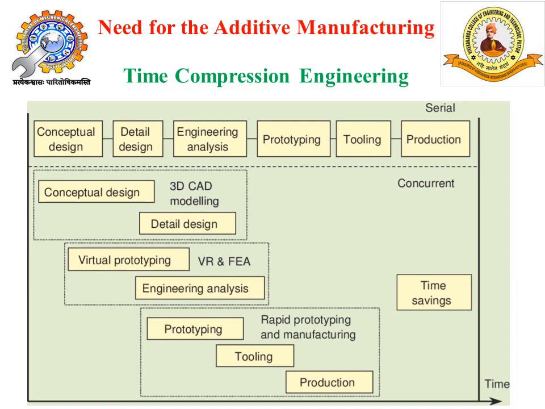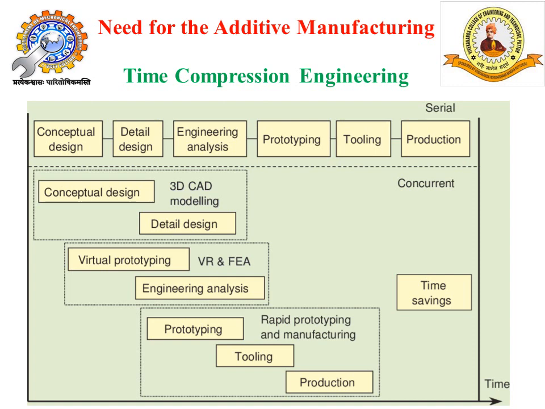Rather, thinking about concurrent engineering, I can make the body of concurrent engineering clubbed or divided into the conceptual design phase, virtual prototyping and engineering analysis, and rapid prototyping and manufacturing. So when I think about 3D CAD modeling, this encapsulates the conceptual design and the detailed design. So this is how the two sequences club together to make one as 3D CAD modeling, which are interconnected to each other. The next phase will be VR and FEA, virtual reality and finite element analysis.